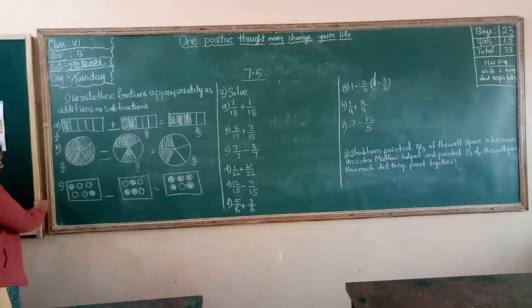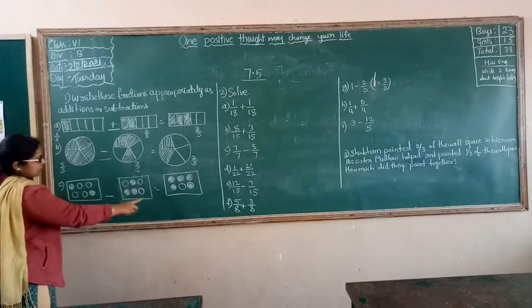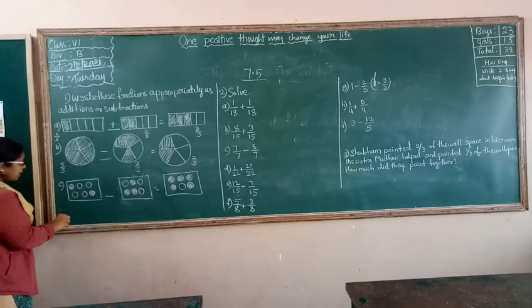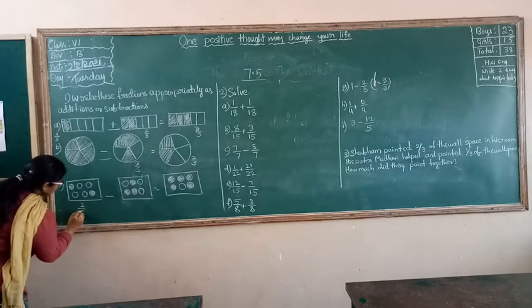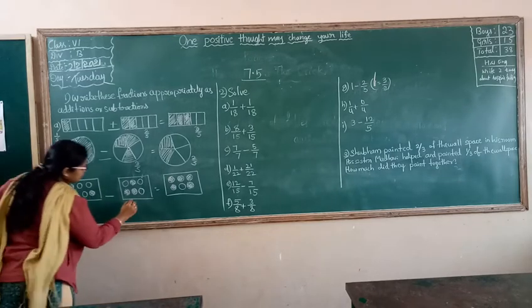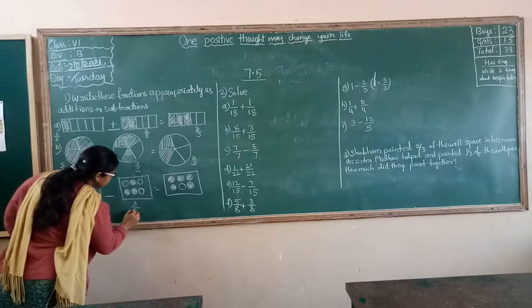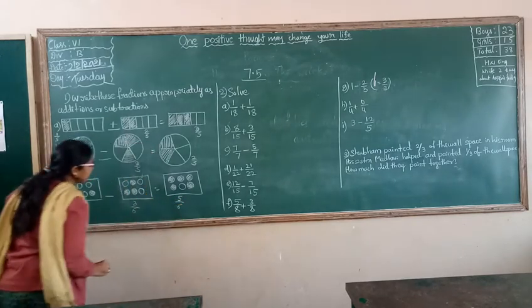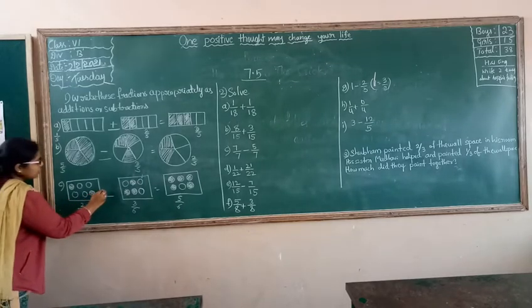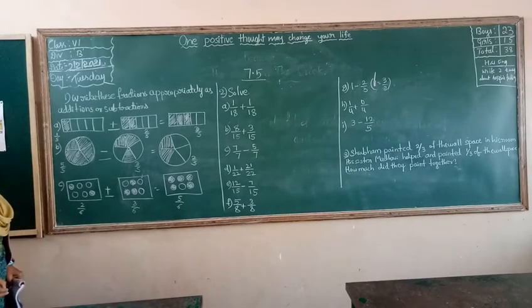And see, in all the boxes, 6 circles are there. Here 2 are shaded among 6. And here 3 are shaded among 6. And here 5 are shaded among 6. So what has been done here? Addition has been done.